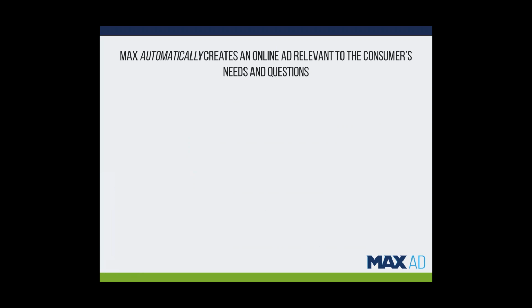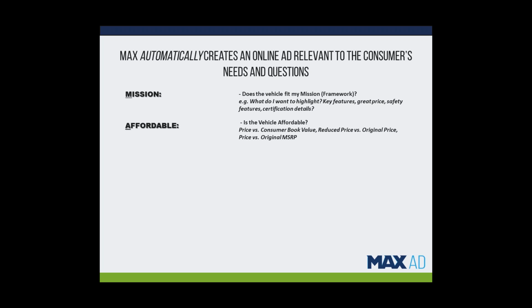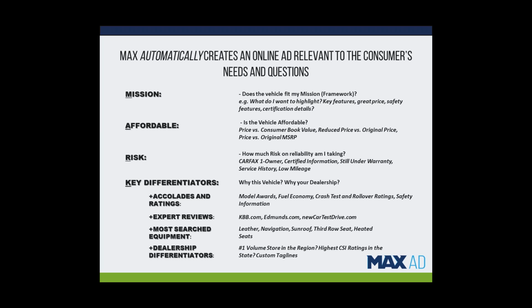So Max creates the ultimate online ad by adding the most consumer-relevant information that answers those questions consumers have when they're shopping. Every one of our descriptions has a mission: a short blurb that speaks to the person most likely to buy this vehicle. We hit on things around affordability, like price versus book or original MSRP. We hit on things around risk, like Carfax one owner. Is this car reliable? Still under warranty? Service history? Low mileage? And then we sprinkle in things that we call key differentiators.